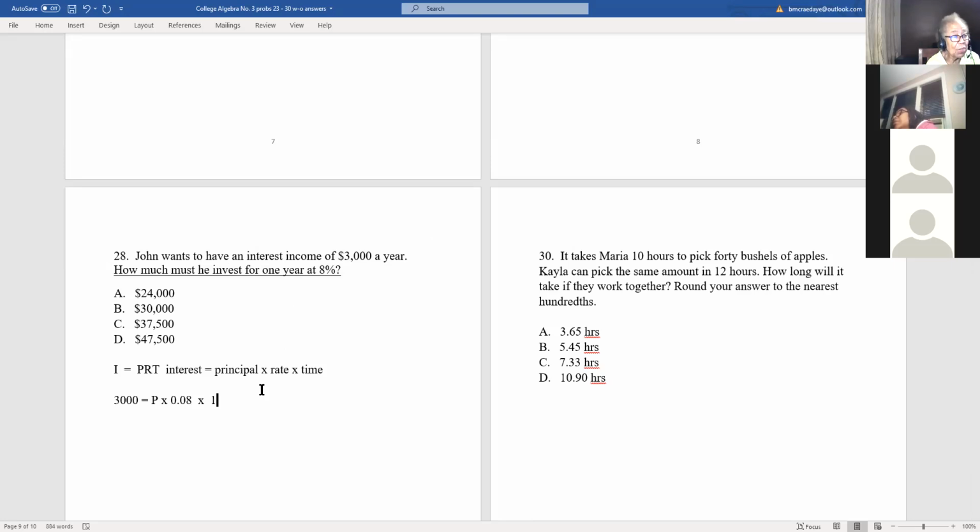So we're looking for the principal. How much must be invested to make 3,000? That's the interest at a rate of 8% for 1 year. So what's my next step?